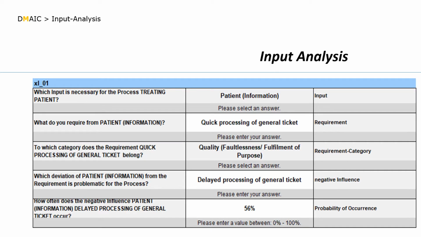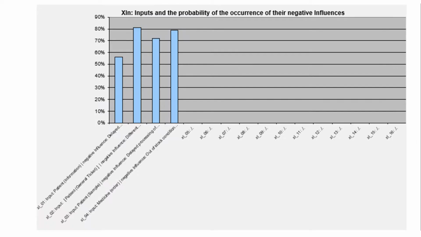In Sigma Guide, we first evaluate the external inputs that lie outside our area of responsibility. This results in a ranking of the input influences according to their deviation from our requirements in the process.